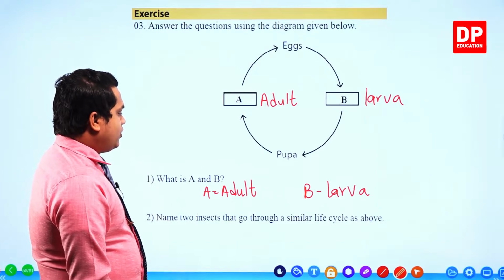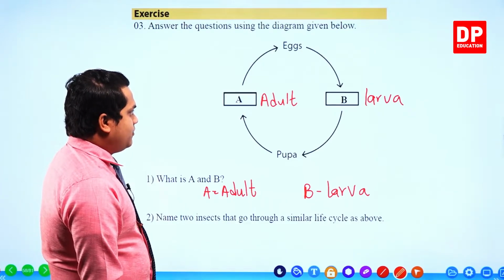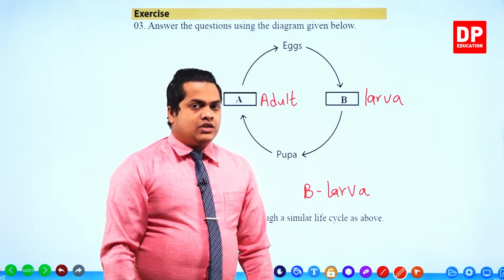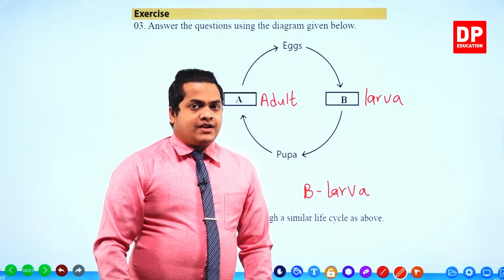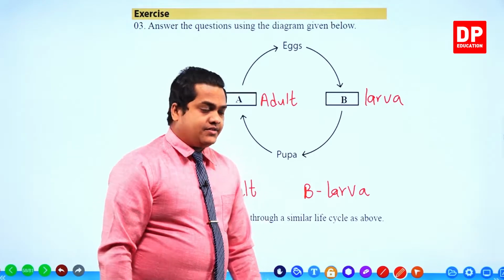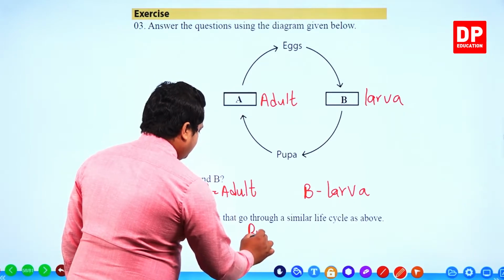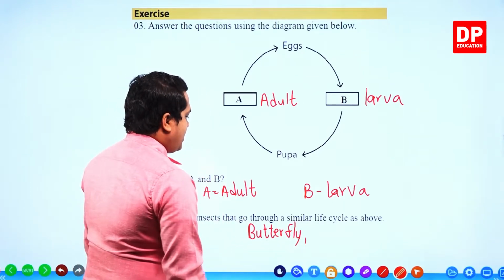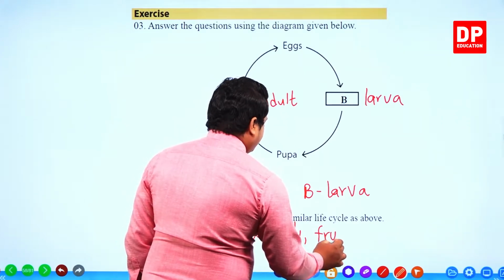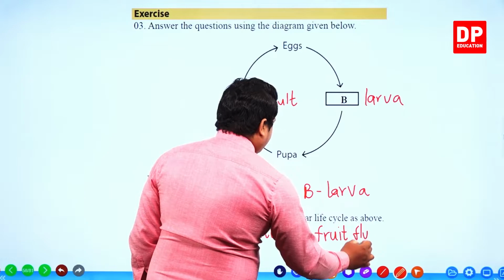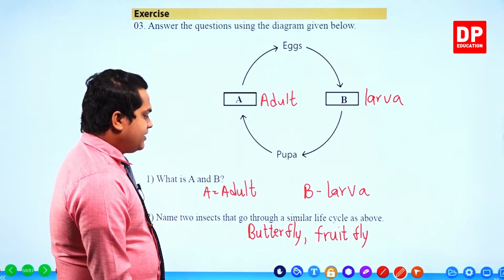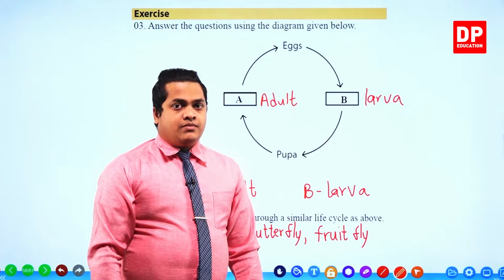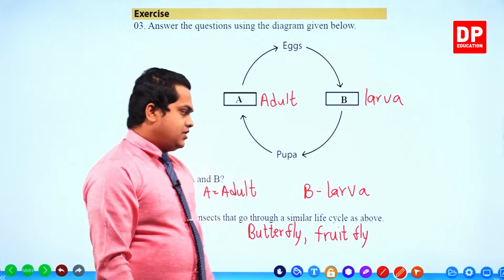Name two insects that go through a similar life cycle as above. Two insects that go through a similar life cycle as this. So, two insects that go through complete metamorphosis. Butterfly. And another one, fruit fly. Butterfly and fruit fly. Two organisms that undergo complete metamorphosis. Okay. Mosquito is also correct. Right.